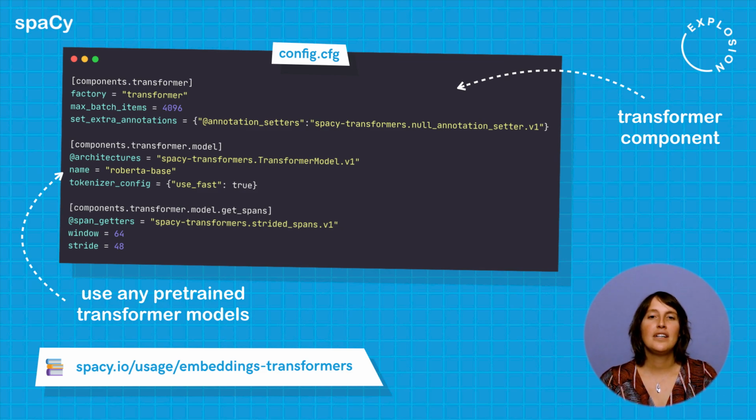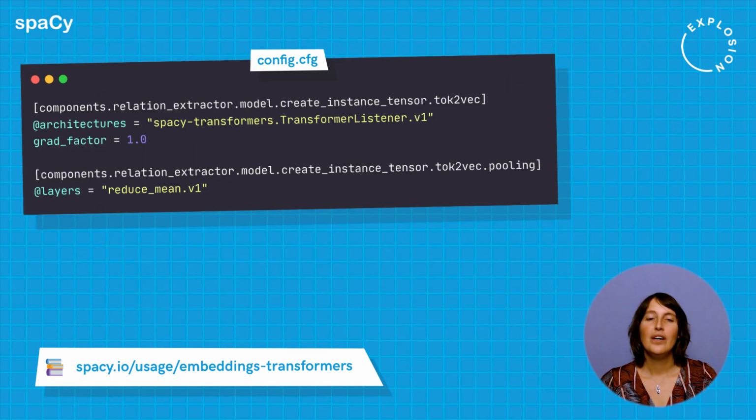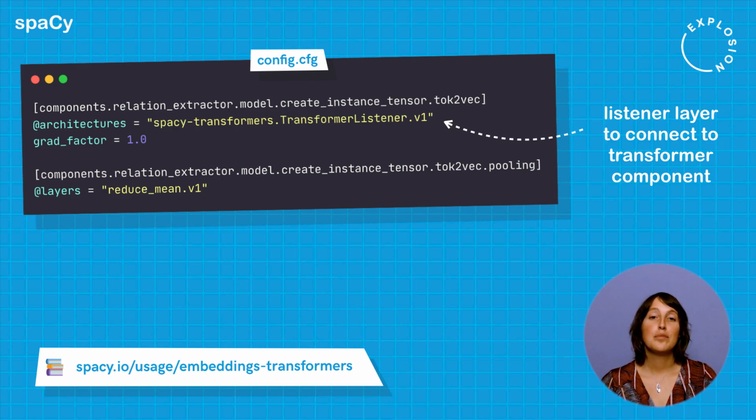You'll want to use the built-in architecture TransformerModel and give it the name of one of the pre-trained Hugging Face models you'd like to use and tune. We also need to adjust the definition of our relation extraction model slightly. Specifically, the tok2vec sublayer will now refer to a transformer listener that connects to the transformer component in the pipeline to obtain the token vectors. You can have multiple components all listening to the same transformer model and all passing gradients back to it. This effectively enables multitask learning. By default, all of the gradients will be equally weighted, but you can control this with the grad_factor setting.